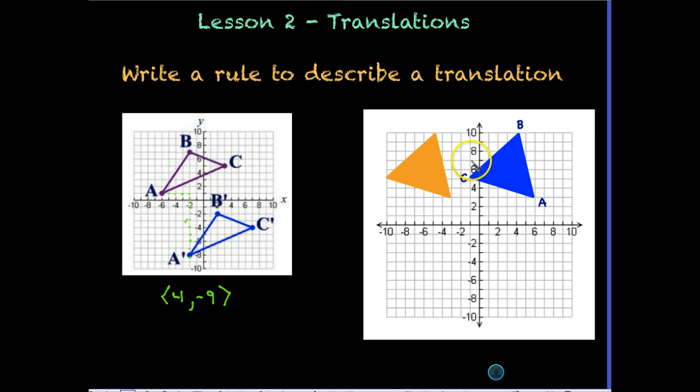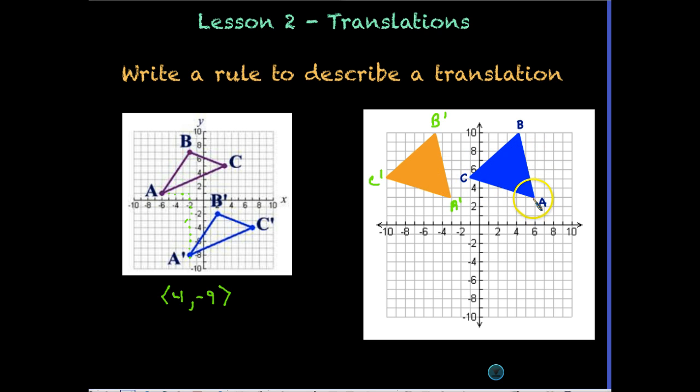Let's look at these two images. We are going to translate ABC, triangle ABC, over here to this orange triangle, and that will be our image. So what translation vector would we need to do that? Well, remember, it's not rotated, so this we can be assured is our B prime, and this is our A prime, and this is our C prime.